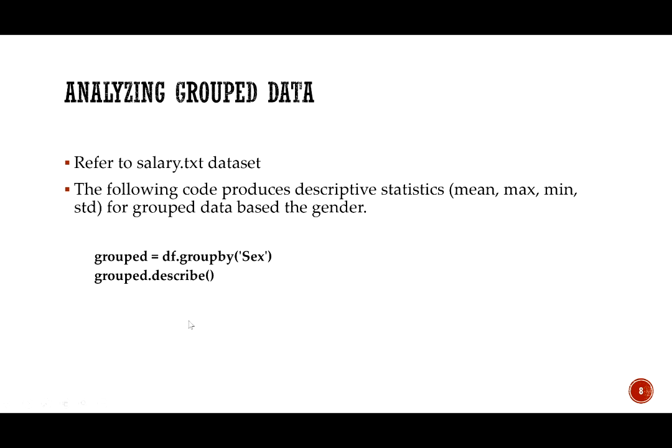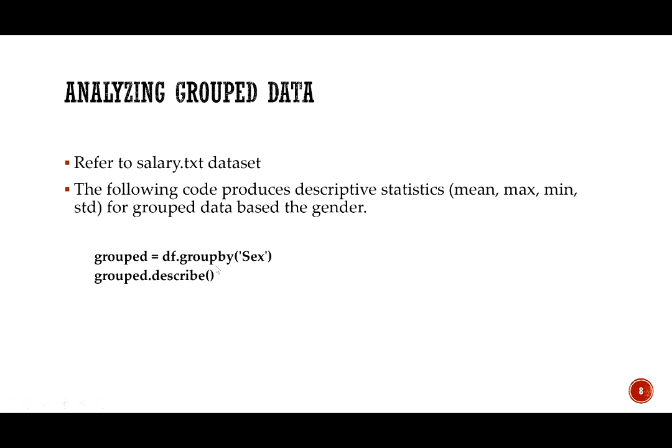Another interesting feature is analyzing group data. Refer to the salary text file that we analyzed last time. So we had 4 columns. The first column was the employee's name, then their salary, and the number of years they were with the company, and the last column was gender. Now, the following code produces descriptive statistics, like what we just saw, for group data based on gender. Let's say first we want to group data based on gender and then produce descriptive statistics.